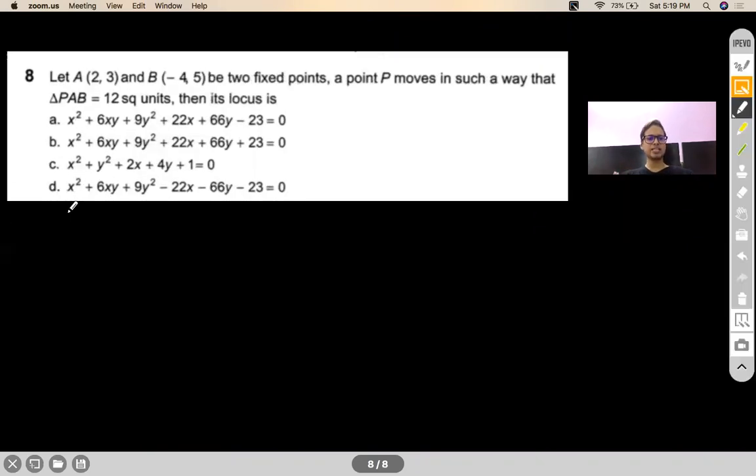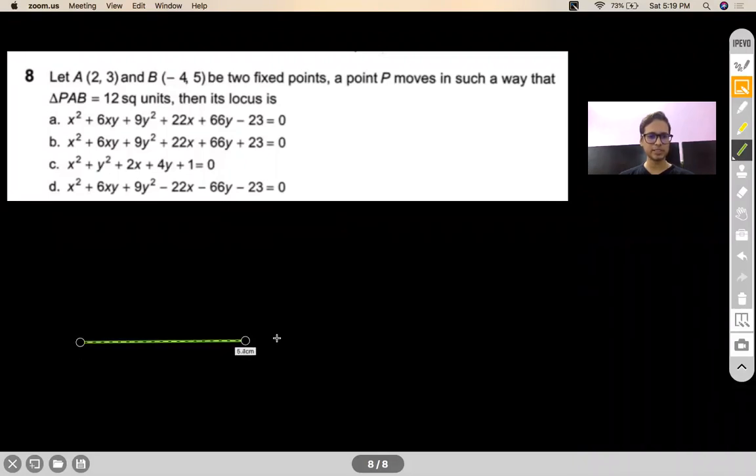Okay, the question goes like this. There's a point A, (2, 3). There's a point B, (-4, 5). And there's a point P, which moves in such a way that triangle PAB has an area of 12 square units. Find the locus of P.